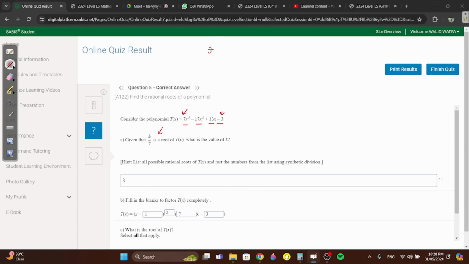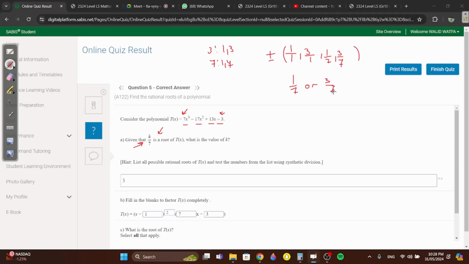How do we find possible roots? We take the factors. Factors of 3 are 1 and 3. Factors of 7 are 1 and 7. It's factors of the last one divided by factors of the first one. So 1 over 1, 3 over 1, 1 over 7, 3 over 7. They told us it's over 7. So plus minus, yeah? It's either going to be 1 over 7 or 3 over 7. So we have to try either 1 over 7 or 3 over 7.